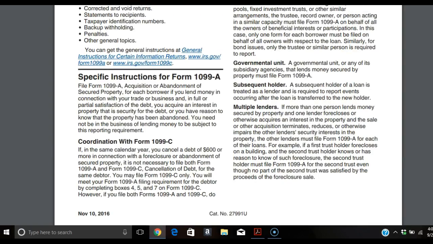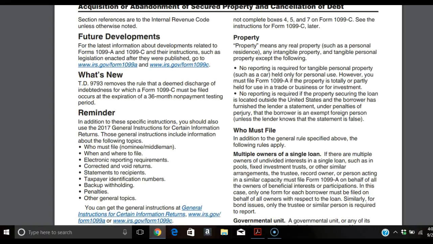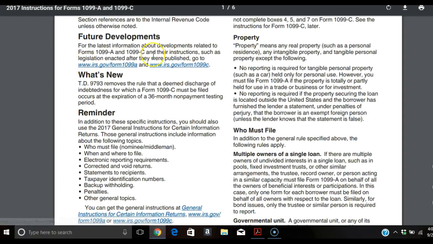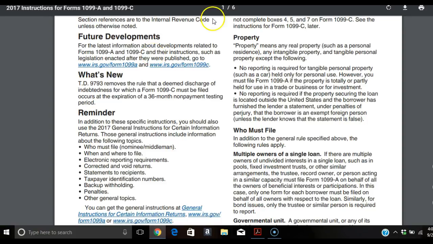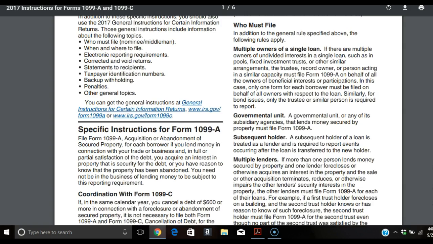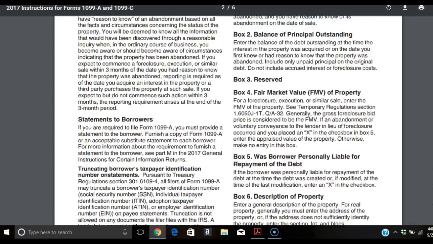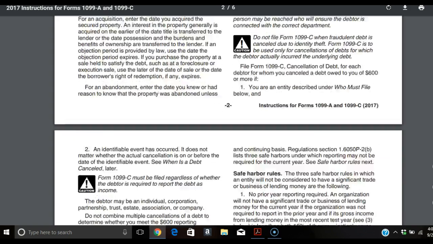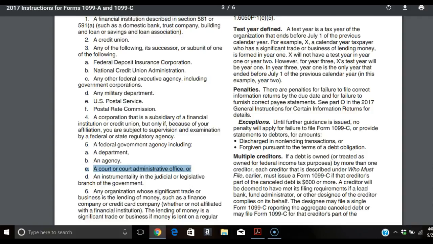And I'm going to show you guys my proof of claim, in which it states that the court has to file a 1099-A as well as a 1099-C. This is the 2017 instructions for forms 1099-A and 1099-C. So we're going to find out which it states right here who must file. Give me 1 second. Okay, see, here it goes right here.